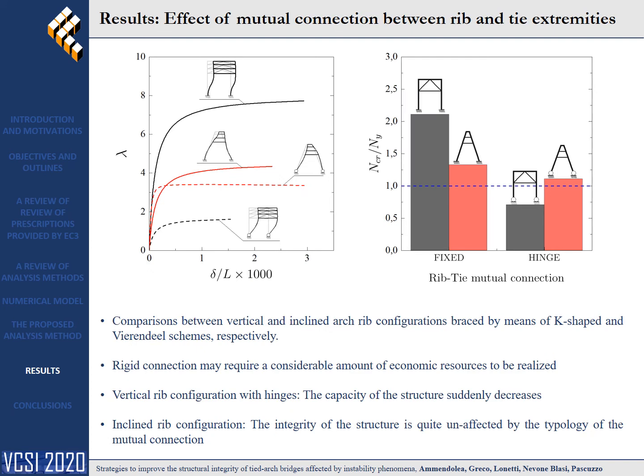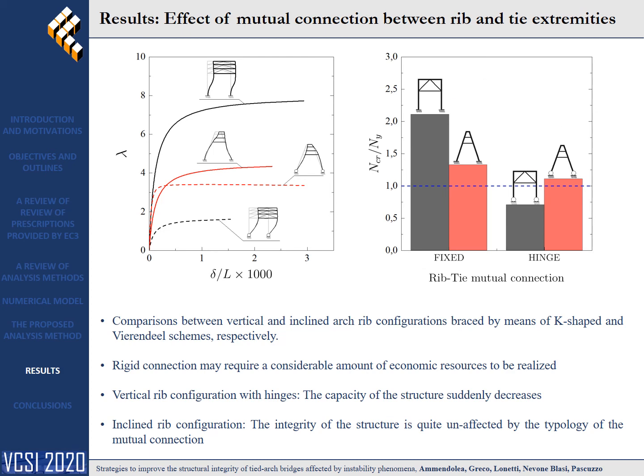However, the structural integrity of tied arch bridges with vertical ribs braced by means of a K-shaped bracing system highly depends on the lateral stiffness of the bridge and portals. This stiffness is highly influenced by the type of mutual connection between the arc ribs and tie girder extremities. These results show that the capacity of the structure with vertical arcs braced by means of a K-shaped bracing system suddenly decreases when hinges are adopted.